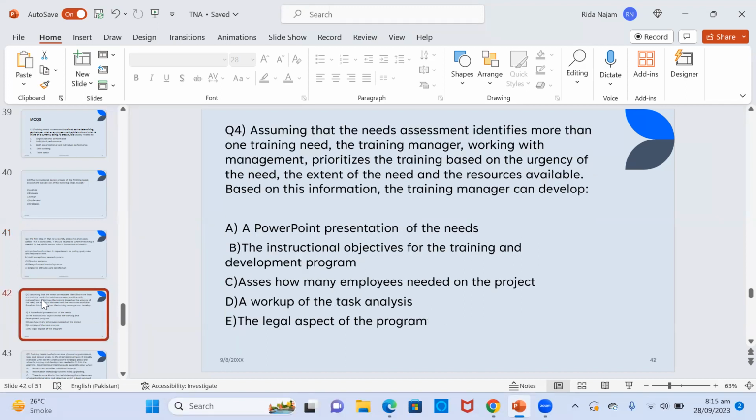Question 4. Assuming that the needs assessment identifies more than one training need, the training manager working with management prioritizes the training based on the urgency of that need, the extent of the need, and the resources available. Based on this information, the training manager can develop A, a PowerPoint presentation of the needs, B, instructional objectives for the training and developmental program, C, assess how many employees are needed on that project, D, a workup of task analysis, E, a legal aspect of that program. B. Yes, the answer is B.